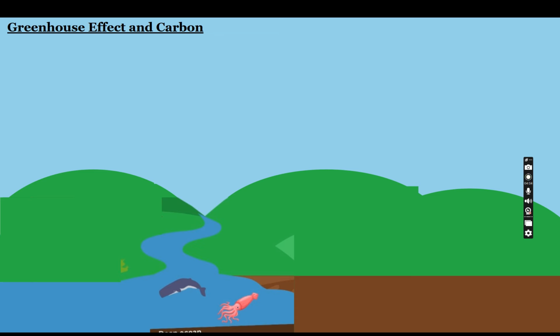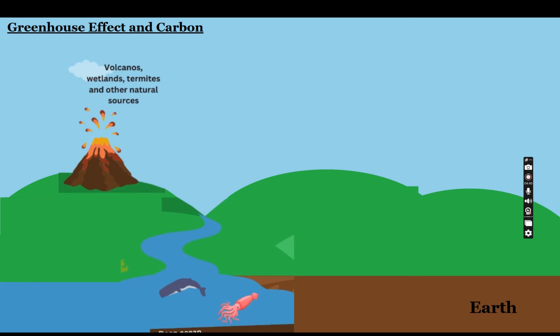Also, adding to the carbon dioxide on our planet were natural sources like a volcano and wetlands and termites. And these natural phenomena would release carbon dioxide into the atmosphere. And so this would be helpful to help warm up our planet so that it could support other forms of life like animals and then later on humans.